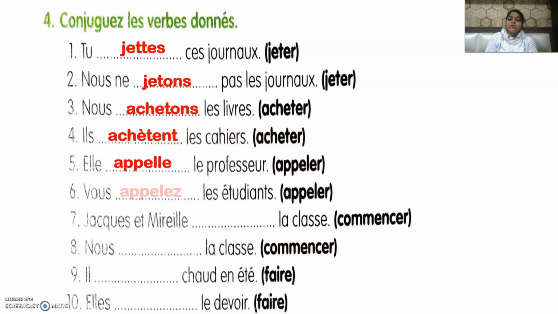Sixth one, vous appelez les étudiants. That means you call the students. Seventh one, Jacques et Mireille commencent la classe. That means Jacques and Mireille, they start the class. Eighth one, nous commençons la classe. That means we start the class. Ninth one, il fait chaud en été. That means it's hot in summer. Tenth one, elles font le devoir. That means they do the work. So you should be aware of the conjugation of all the verbs to complete such types of exercises.